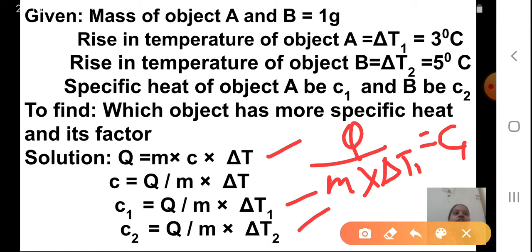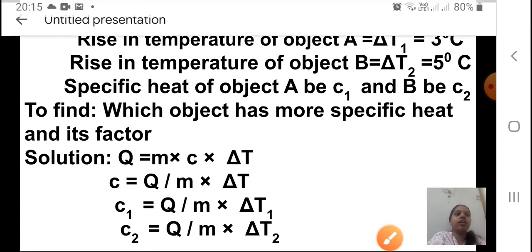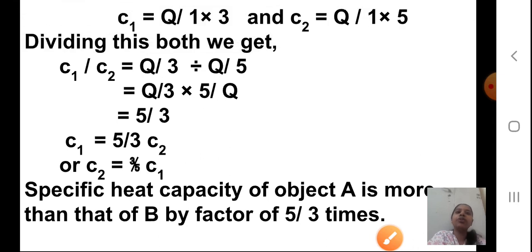C1 will have delta T1 and C2 will have delta T2, and Q and M will be the same in both cases, because the mass is 1 and the heat Q is equal, as given in the sum. So C1 is equal to Q upon 1 into 3, and C2 is equal to Q upon 1 into 5, since the mass is 1. So C1 is Q upon 3 and C2 is Q upon 5.